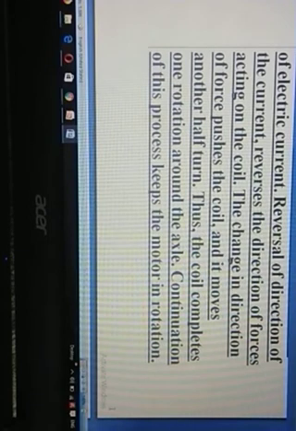When it reaches the halfway, the split ring acting as a commutator reverses the direction of flow of electric current. Reversal of the direction of electric current always reverses the direction of force acting on the coil. The change in direction of force pushes the coil and it moves another half turn, so the coil completes one rotation around the axle. Continuing, this process keeps the motor in rotation.